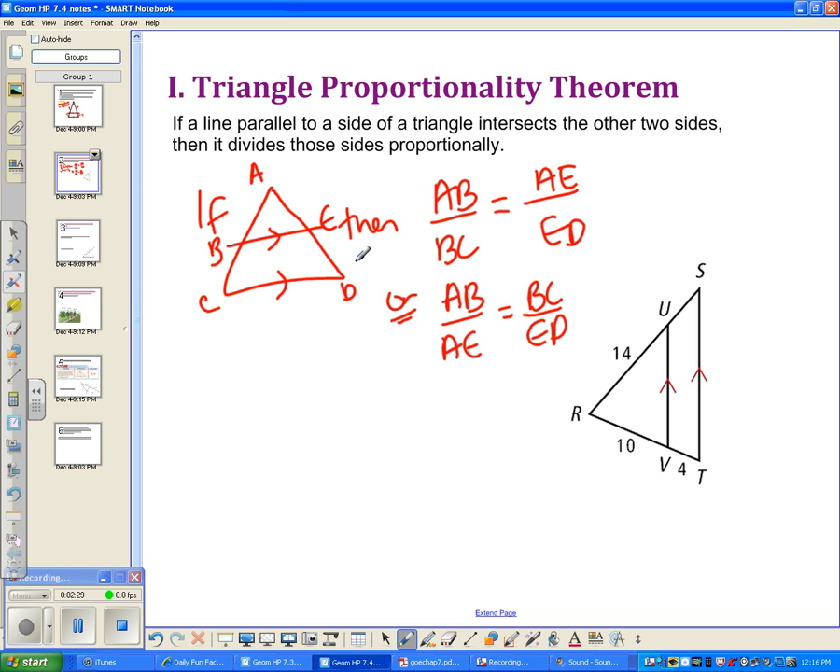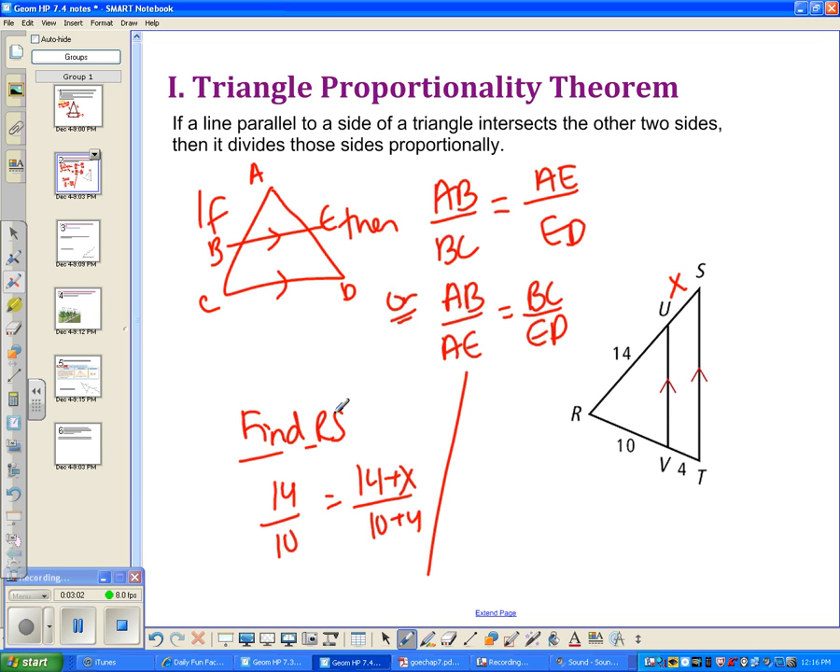So how can we use the triangle proportionality theorem? Let's say I wanted you to find US. This is different from what we've been doing before. Previously, I wanted you to find the whole side length RS, and that's where it got messy. If we wanted to find RS, the whole side length, then you had to say, okay, 14 over 10 equals 14 plus x over 10 plus 4, and compare this tiny triangle to the big triangle.